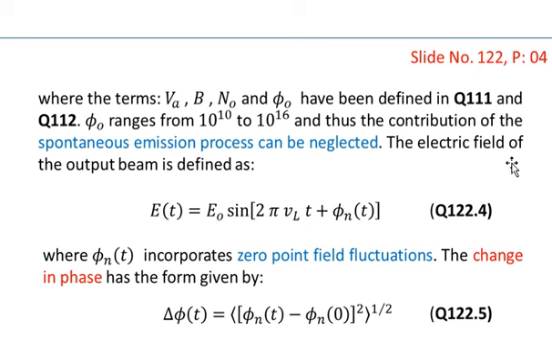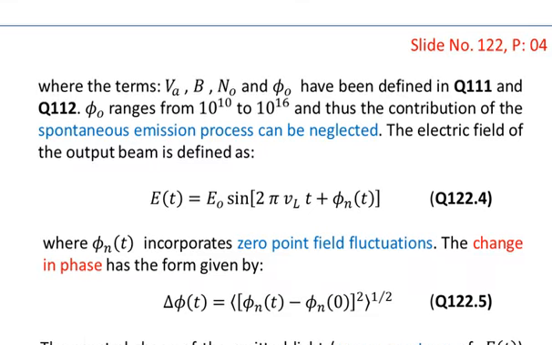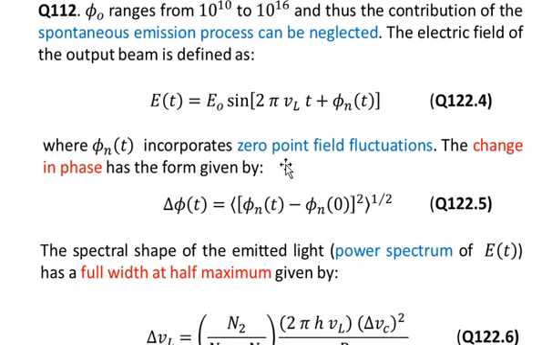The electric field of the output beam when it is lasing at a frequency nu L is given by E of t is equal to E naught into sine of 2 pi nu L t plus phi n of t. So nu L is the lasing frequency, that is, the laser is operating at a single longitudinal mode having frequency nu L, and phi n of t incorporates zero-point field fluctuations. So we have added a term for zero-point phase fluctuations. This is the fluctuation in the number of photons, due to zero-point field fluctuations.